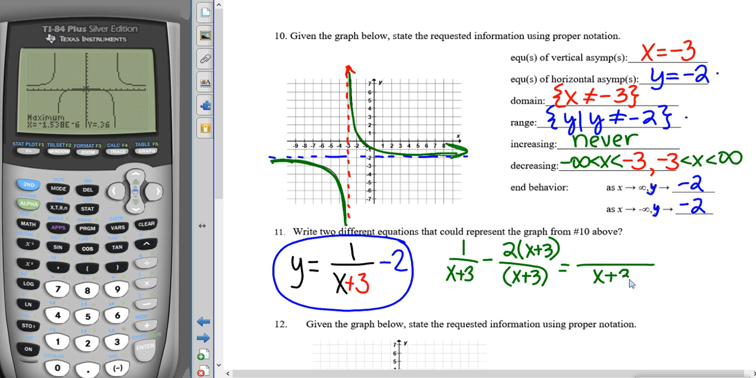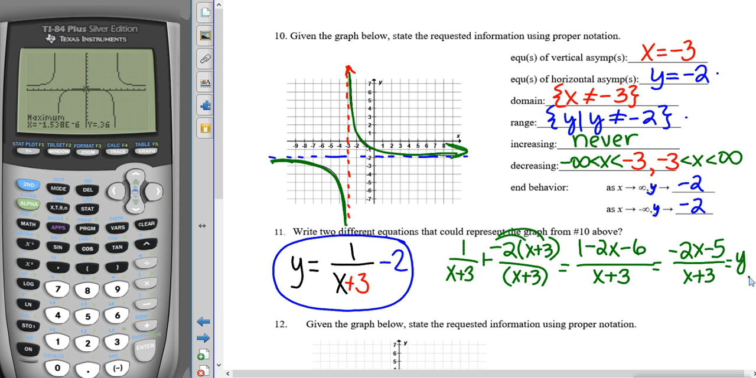So now my denominator is still x plus 3. On the top, I would have 1. This is, I like to call that minus 2, right? Minus 2x. And then distribute again. Minus 2 times 3 is minus 6. So my final answer is going to be negative 2x minus 5 over x plus 3.